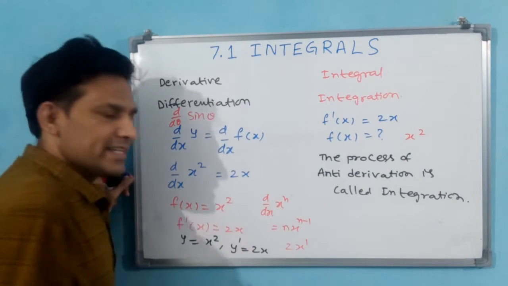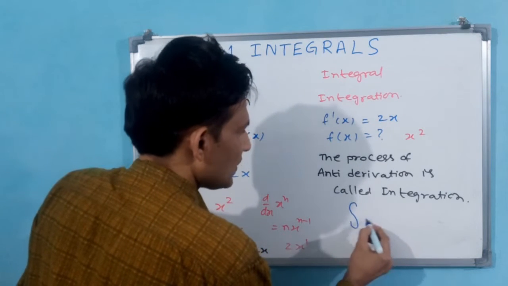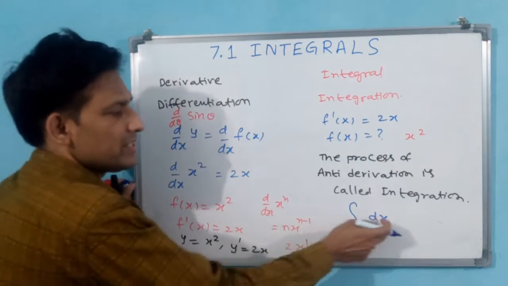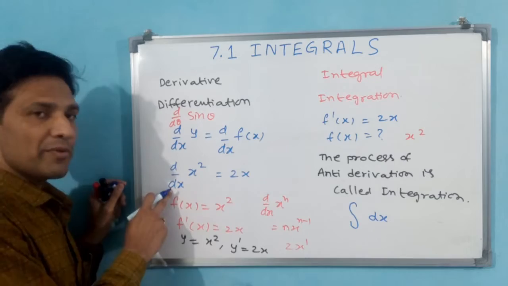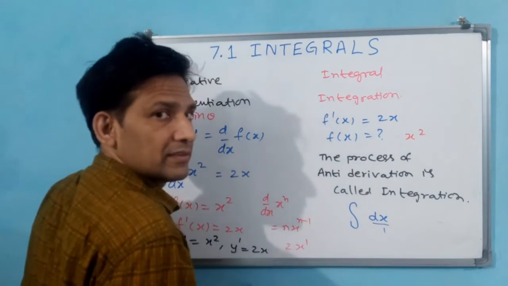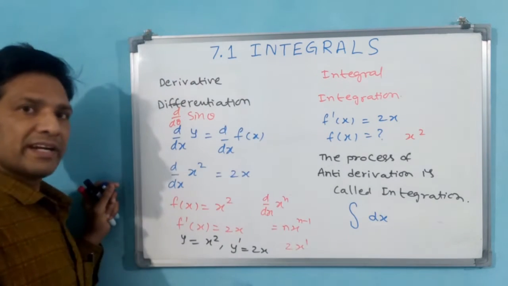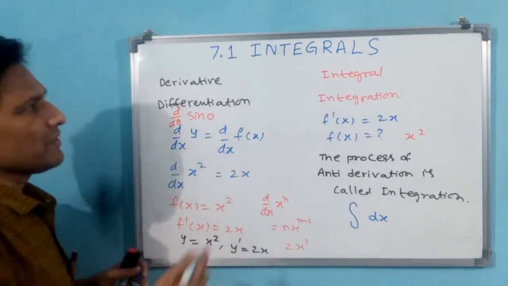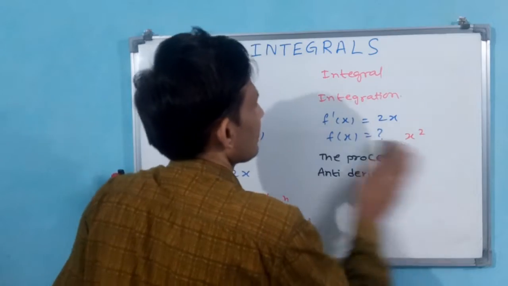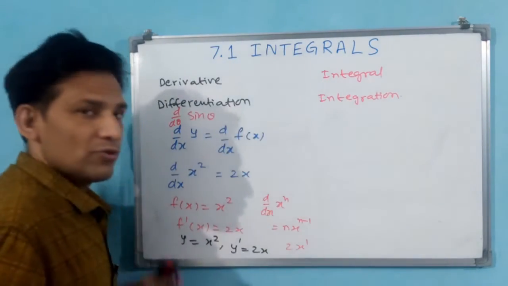You see, the elongated S is the symbol. Elongated S with dx. Why? Because here dx is in the denominator, and here dx is in the numerator. Why? Because dx means dx by 1 is there. Like that you have to think. Okay? Integral dx. That means, same thing, if I want to write, how can I write? You see what I am writing now.